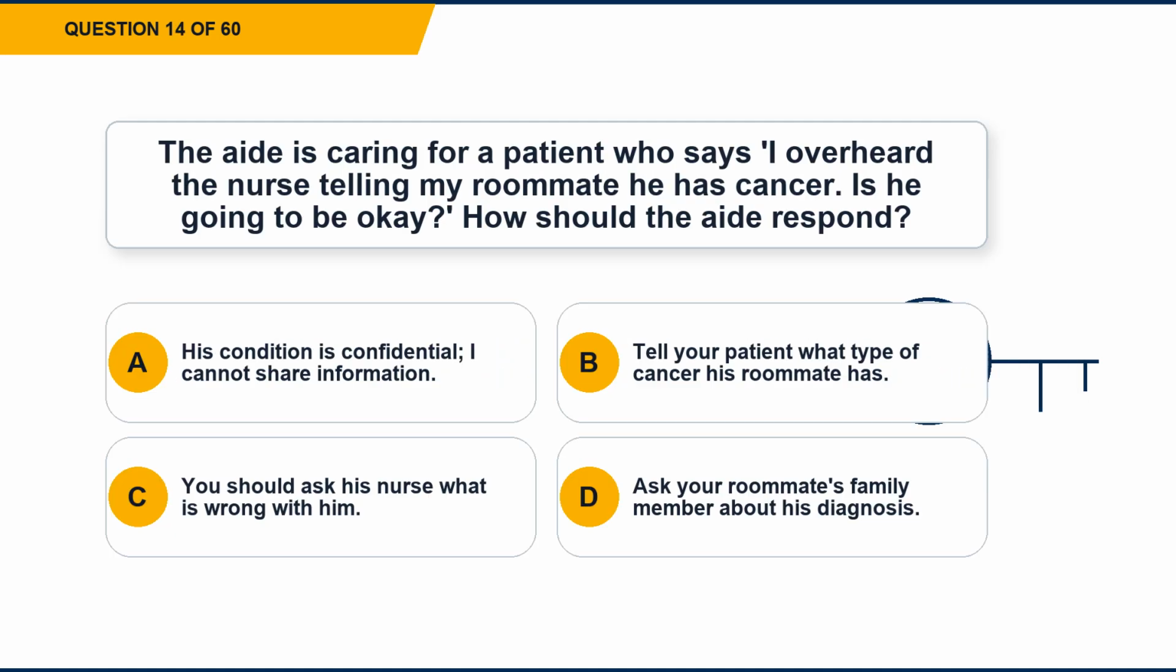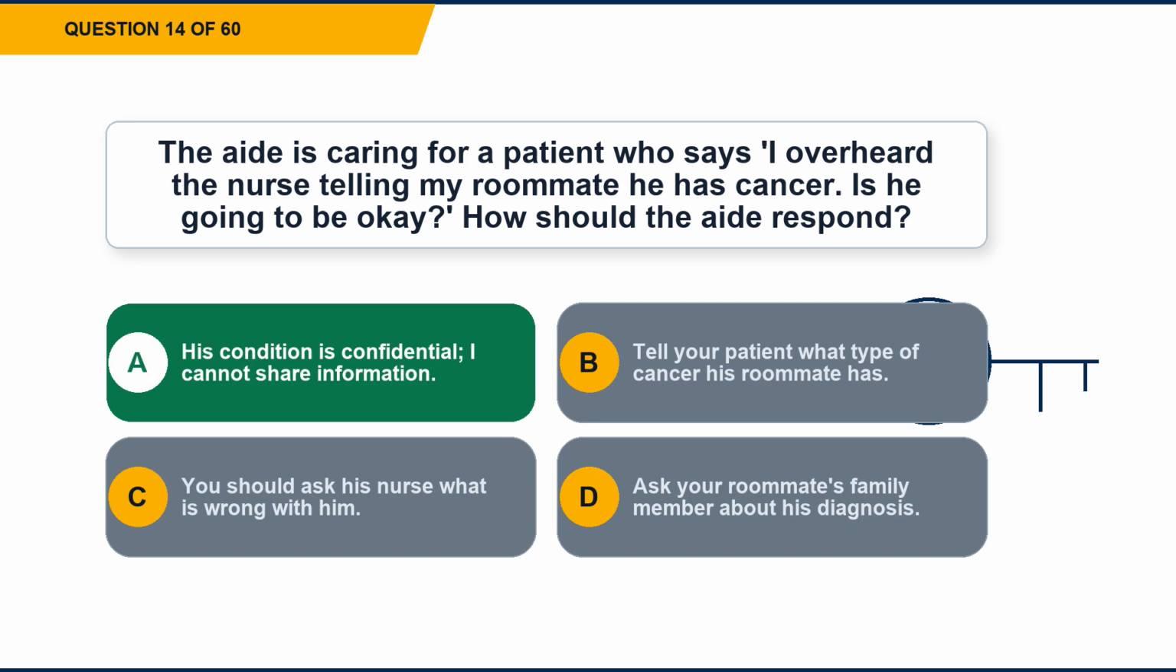Question 14. The aide is caring for a patient who says, "I overheard the nurse telling my roommate he has cancer. Is he going to be okay?" How should the aide respond? Option A: his condition is confidential, I cannot share information. Option B: tell your patient what type of cancer his roommate has. Option C: you should ask his nurse what is wrong with him. Option D: ask your roommate's family member about his diagnosis.